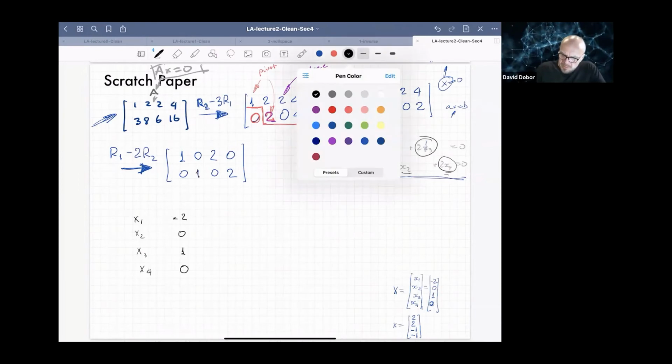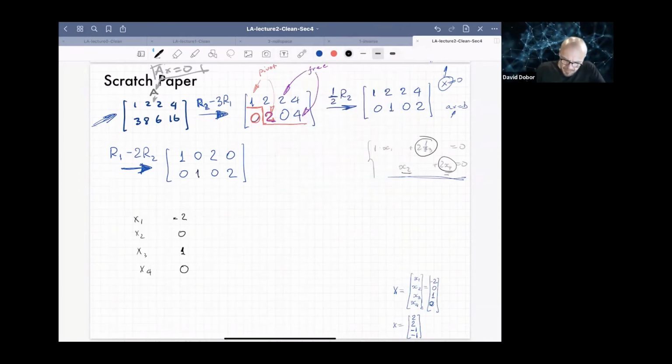Let me just stress here for a second how I've picked my free variables. These free variables are the bold-faced ones. Okay, so that's one solution. Another solution is to set my free variables like this. Give x4 a 1 and the other guy a 0.